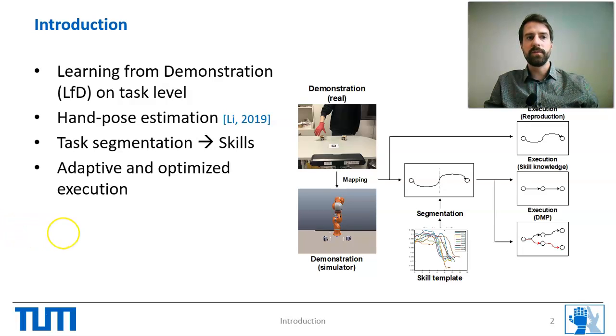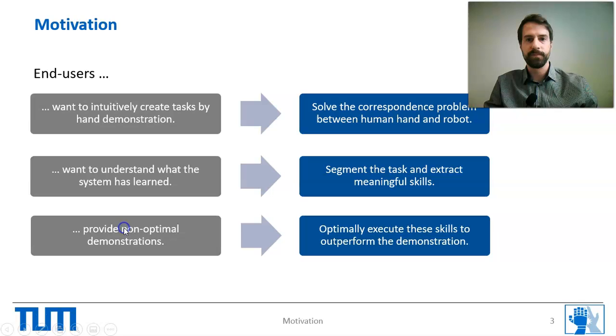We present a framework for learning from demonstration on the task level, where we estimate the human hand pose to directly learn a task and segment these tasks into skills in order to optimize and adapt the skills in the execution according to the environment.